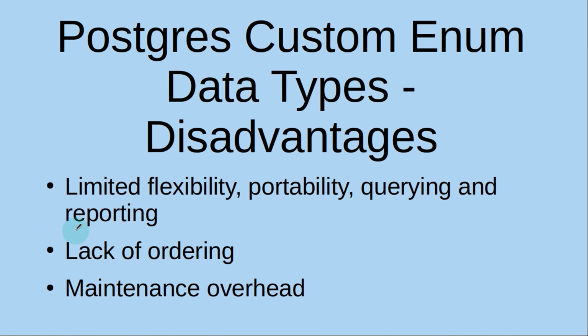This can simplify schema changes and reduce the chances of errors. Disadvantages: limited flexibility, portability, querying, and reporting. Enums are static and are not easily altered once defined. This is something we mentioned before. It reduces the flexibility. Portability: they might not be easily ported, imported, or migrated to a different database engine. So keep that in mind.